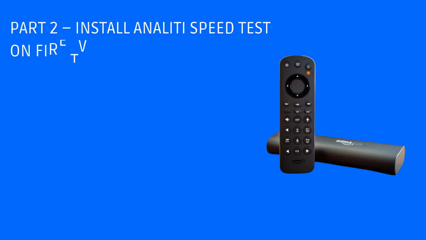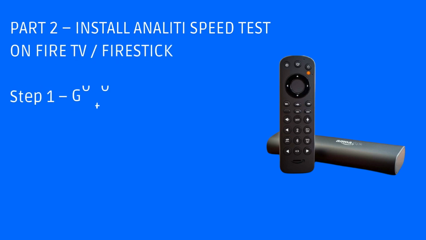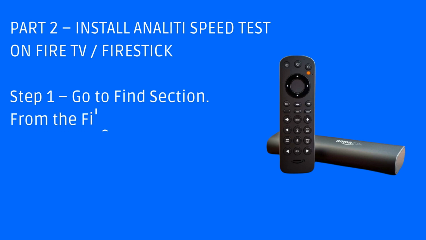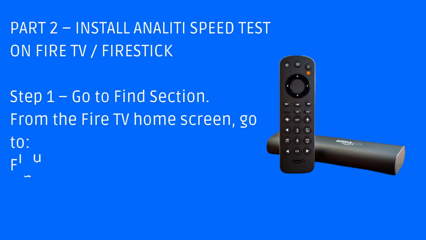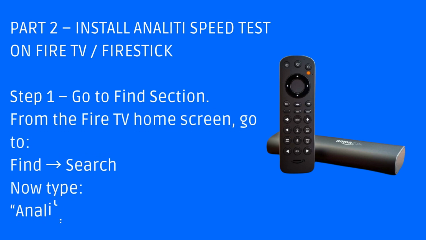Part 2. Install Analiti Speed Test on Fire TV, FireStick. Step 1. Go to the Find section. From the Fire TV home screen, go to Find, right pointing arrow, Search. Now type Analiti Speed Test.